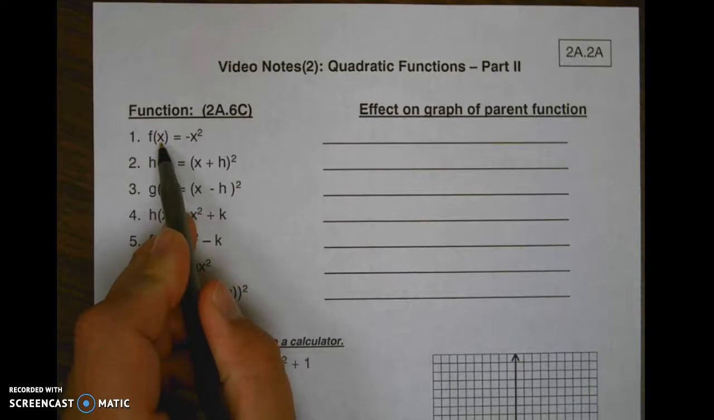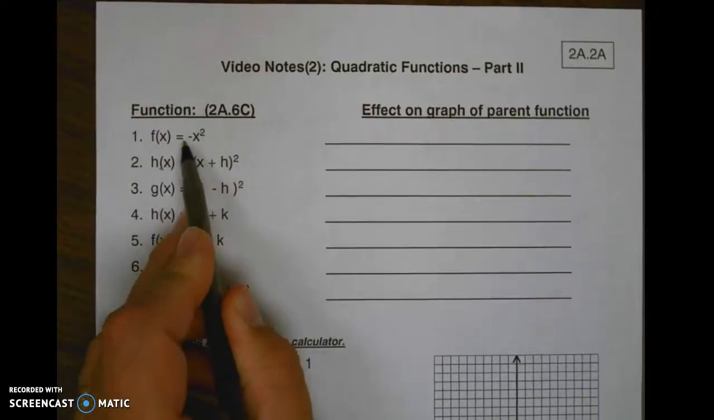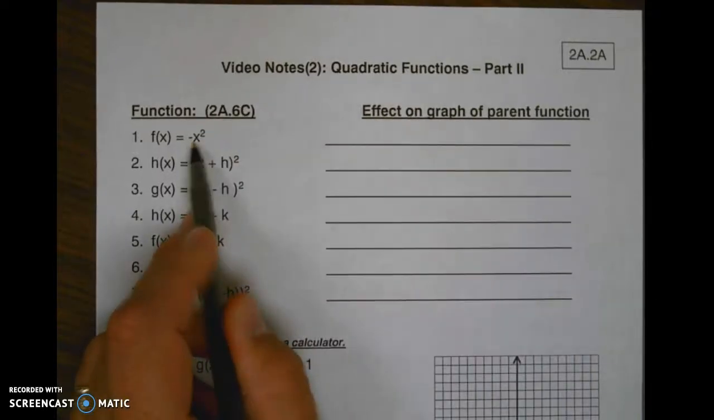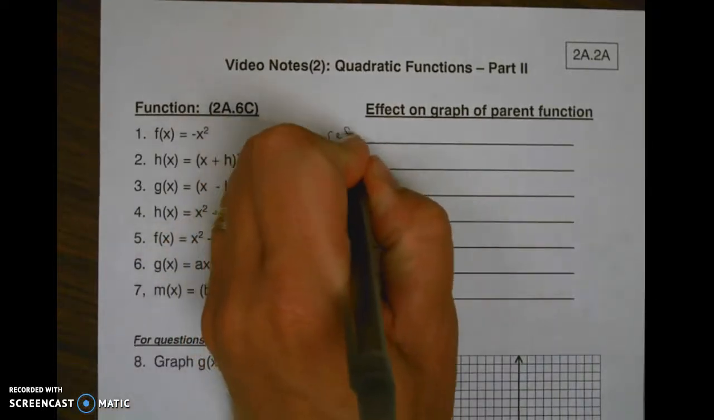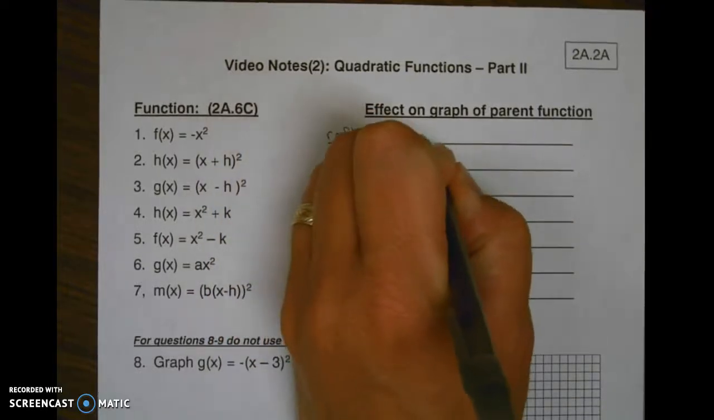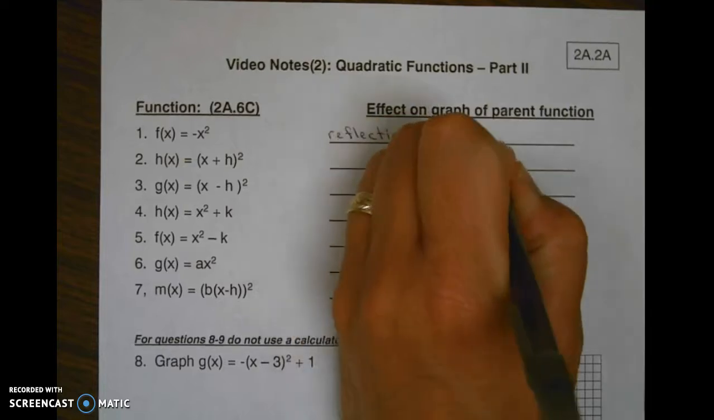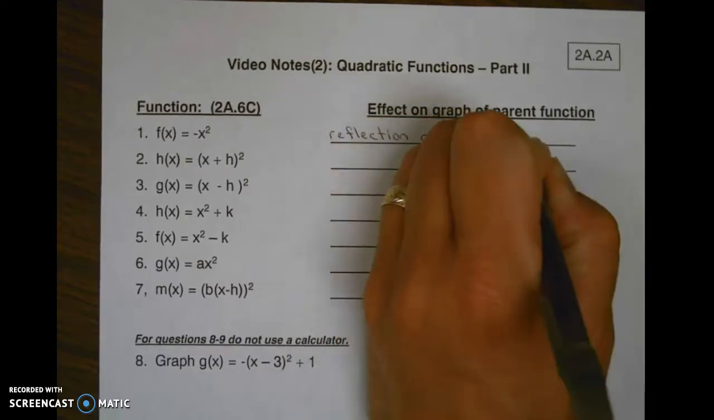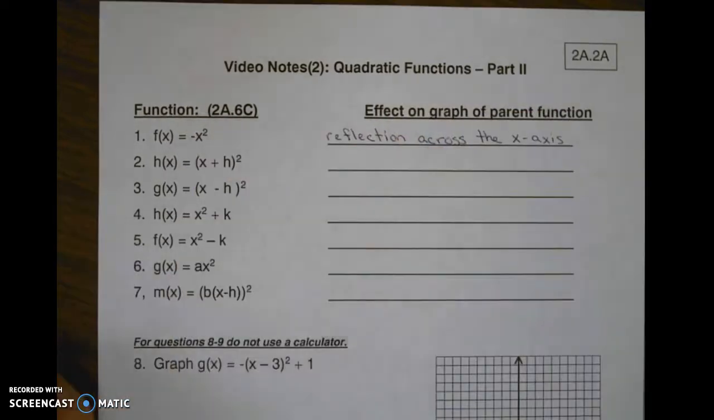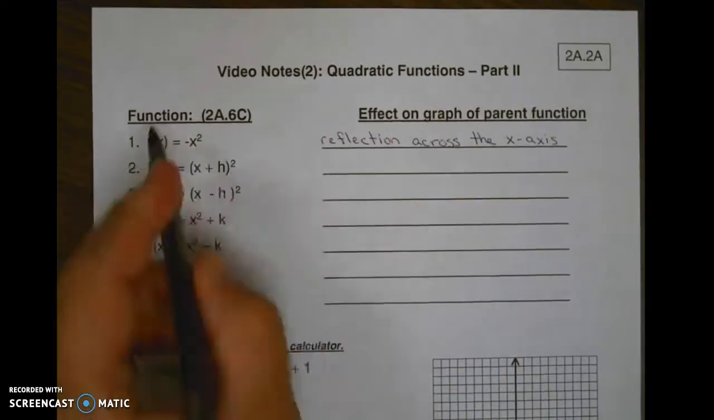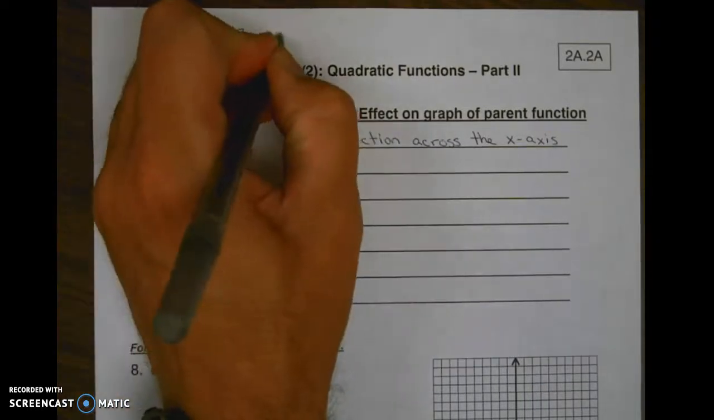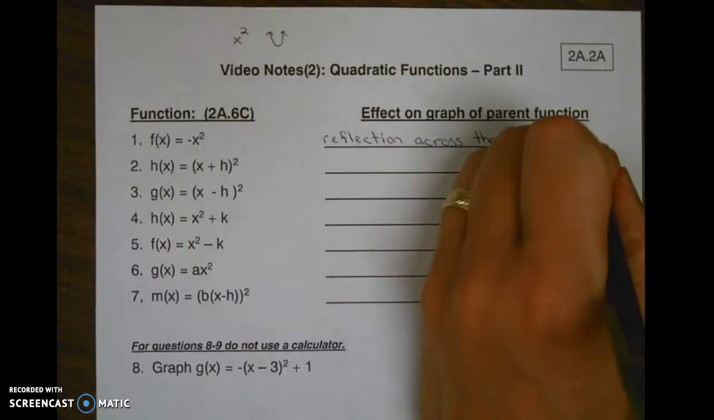Anyway, on another note, let's talk about this first function here. Notice we can see right away that the parent function is x squared. So we have a quadratic function. When you apply a negative, we have a reflection across or over the x-axis. So rather than opening up as the parent does, in this case, the negative makes the parabola open down.